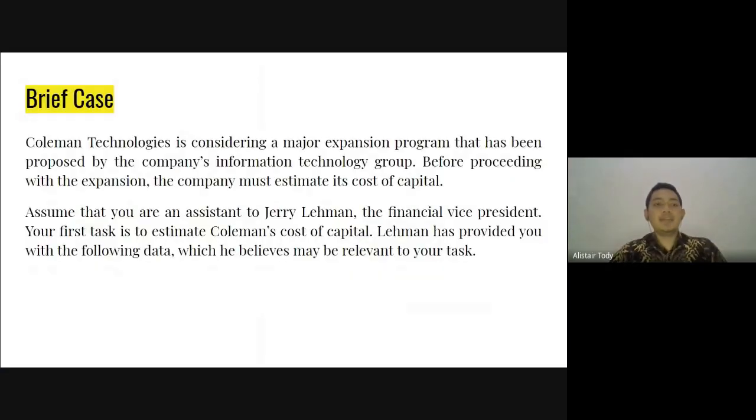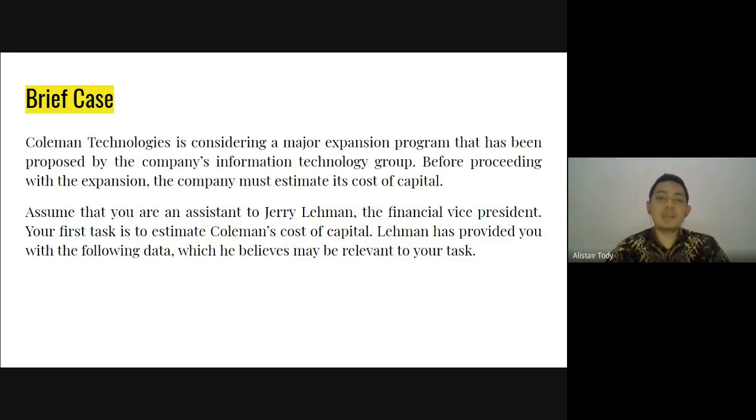So, the case is about Coleman Technologies. It is considering a major expansion program that has been proposed by the company's information technology group. Before proceeding with the expansion, the company must estimate its cost of capital. So we are playing the role of Jerry Lehman's assistant, the financial vice president. Our first task is to estimate Coleman's cost of capital, and Lehman has provided us with the following data.